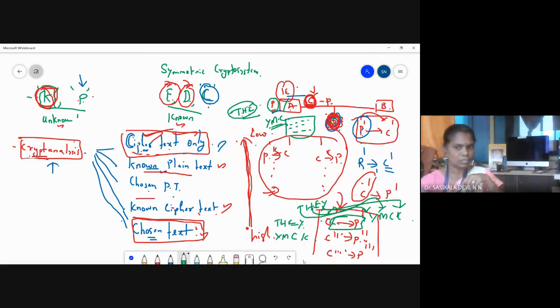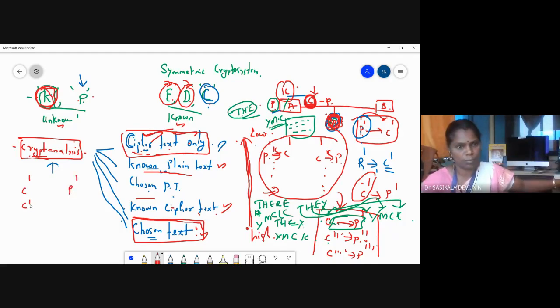Again, I assume another ciphertext is available. Let it be THERE. So T is replaced by Y, H is replaced by M, E is replaced by C, R is replaced by some letter, and E is replaced by C. Can you understand this? I will write it out here so it is clear. Let it be P1, C1, and P double prime, C double prime. Known ciphertext. What data are available?